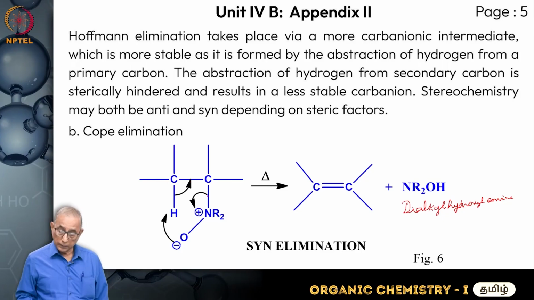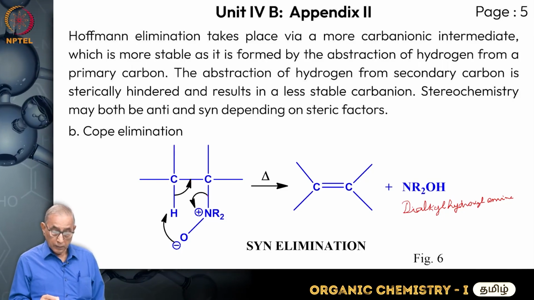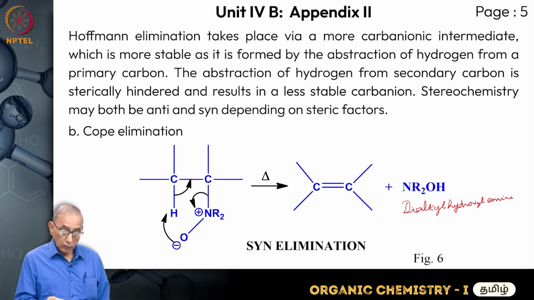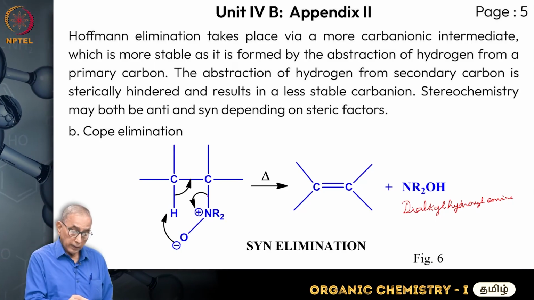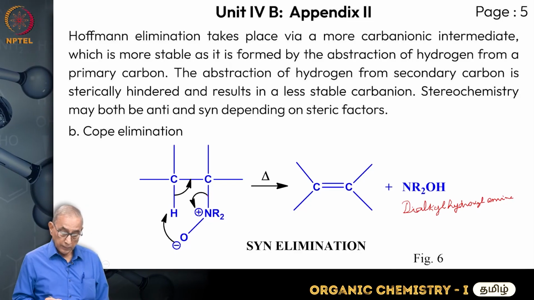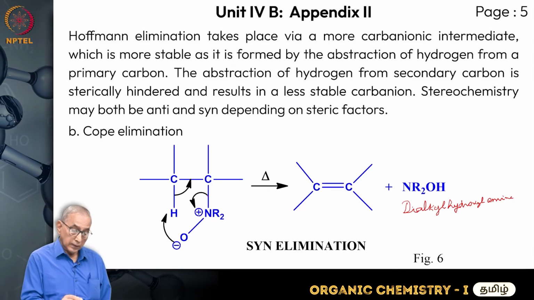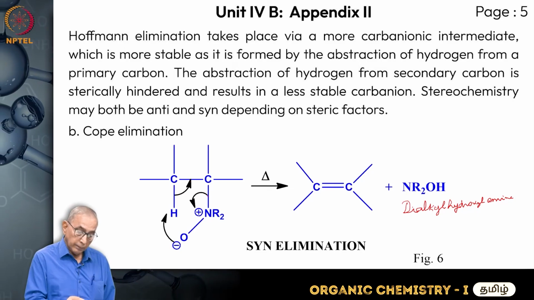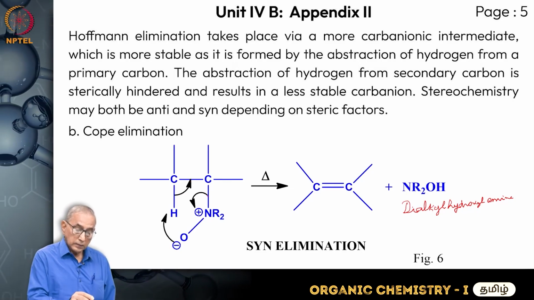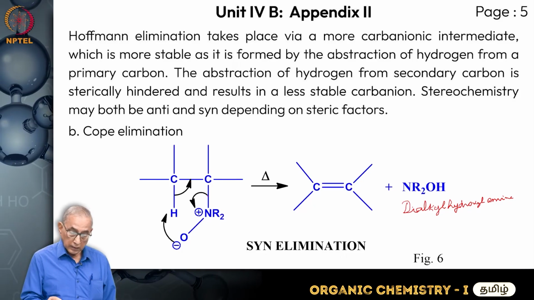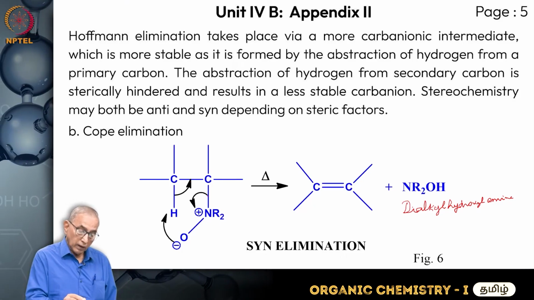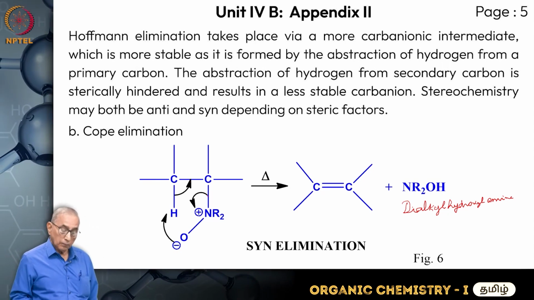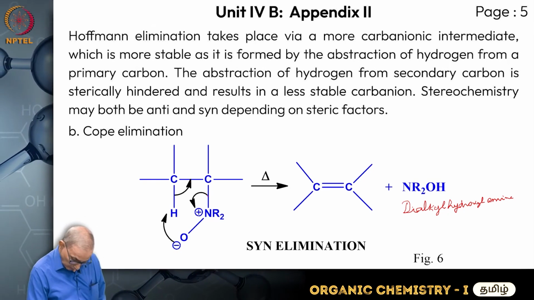Dialkyl hydroxylamine. And the olefin is formed between the two carbon atoms. This is a syn elimination because the hydrogen and NR2 plus are on the same side. Therefore, this elimination is syn. If you have groups here which are different, you can detect whether the product formed is cis or trans.